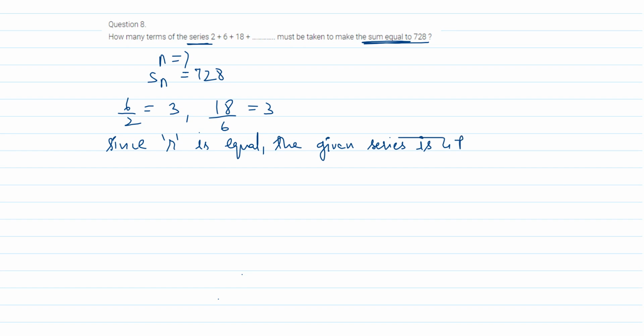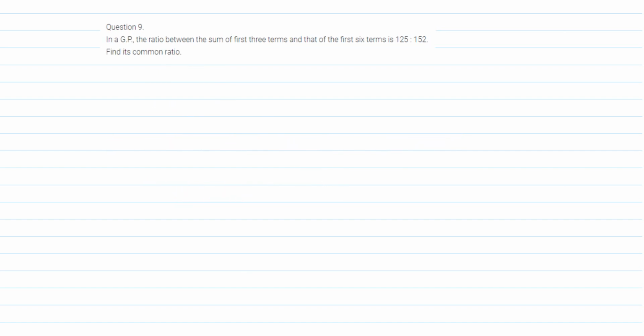So you all have this. Your A is equal to 2, your R is equal to 3, that is R is greater than 1, and your Sn is given to you as 728. So you all can solve this. You have to find n, so your bases will be equal and hence your powers will be equal.